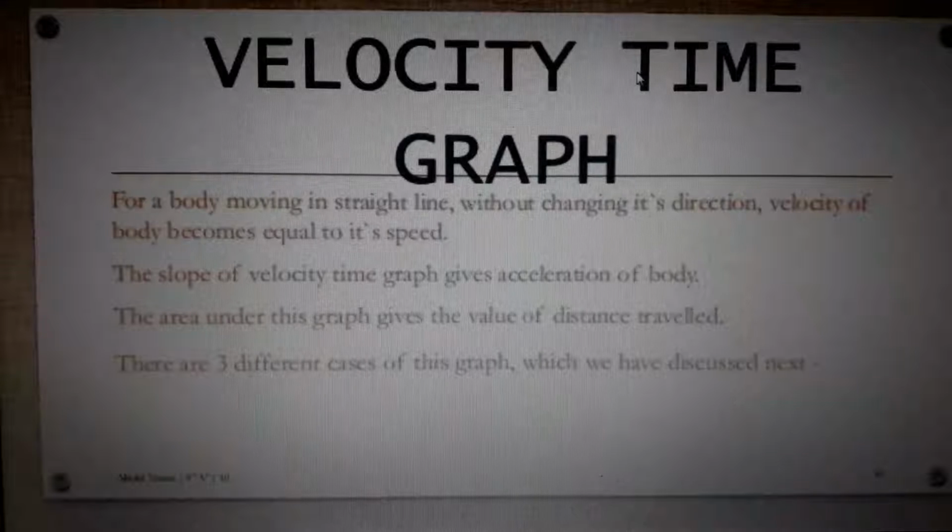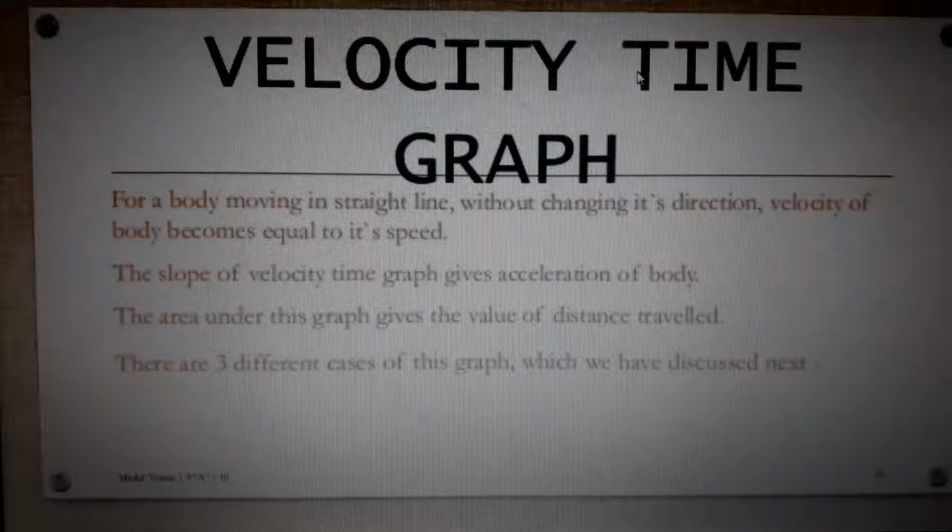The area under this graph gives the value of distance traveled. That's a new thing, isn't it? The area of that graph. We need to find the area in that. Oh my God, it's a bit difficult, I think. Okay, let's do it. There are three types of velocity time graphs discussed here. Let's see what they are.